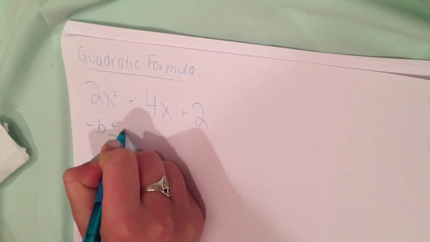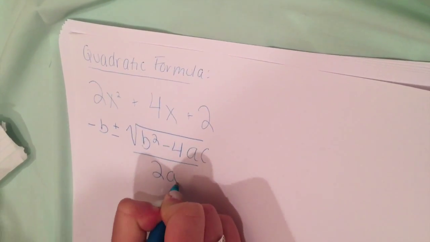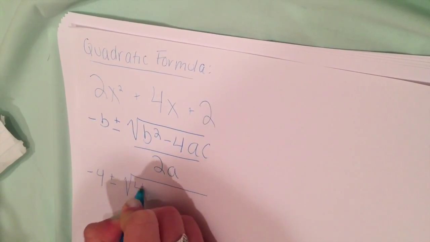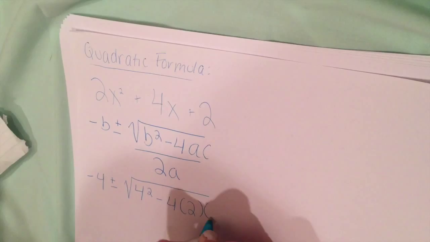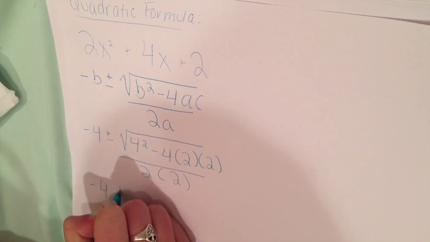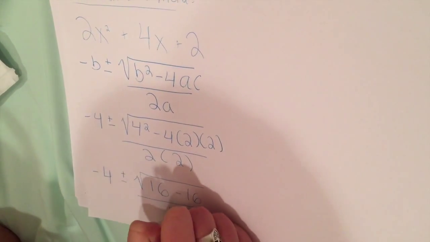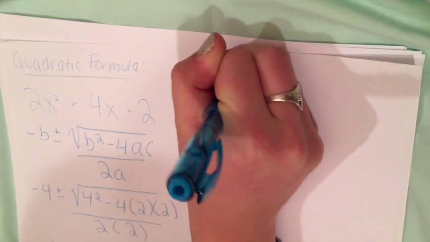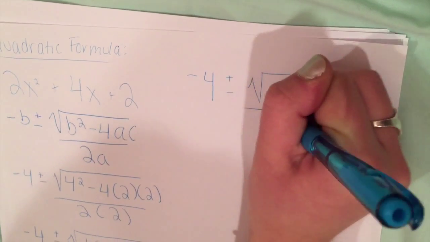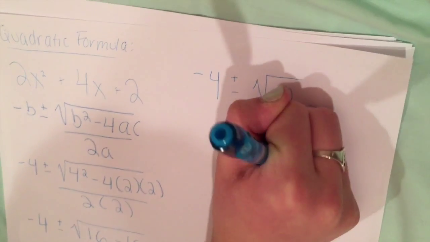This equation is 2x squared plus 4x plus 2. When plugged into the quadratic formula, it equals negative 4 plus or minus radical 4 squared minus 4 times 2 times 2, divided by 2 times 2. Simplified, it equals negative 4 plus or minus radical 16 minus 16, divided by 4. Since 16 minus 16 equals 0, it is radical 0. But since radical 0 equals 0, you do not count it anymore. So simplified for the last step, it's negative 4 divided by 4, and that equals negative 1.